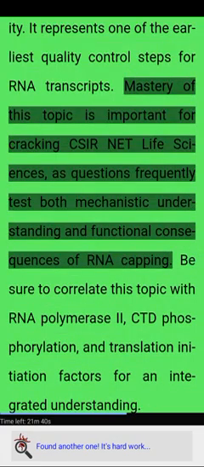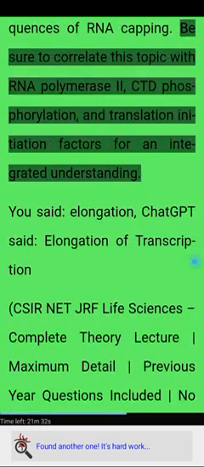Mastery of this topic is important for practicing CSIR NET life sciences, as questions frequently test both mechanistic understanding and functional consequences of RNA capping. Be sure to correlate this topic with RNA polymerase II, CTD phosphorylation, and translation initiation factors for integrated understanding.